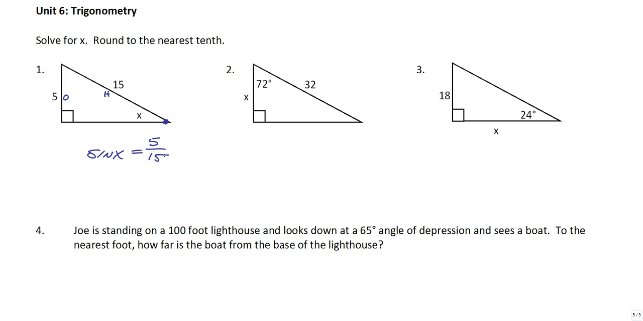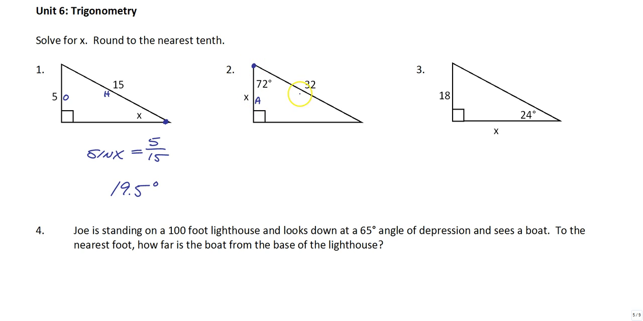And this is where your calculator comes in handy. You have to know how to use your calculator. So when you're looking for an angle, you always use the second button, and you always need to be in degrees for these. So you would just press second sine of 5 divided by 15, and you will get 19.5 degrees. Okay? Next example, we're going to stand over here on 72.